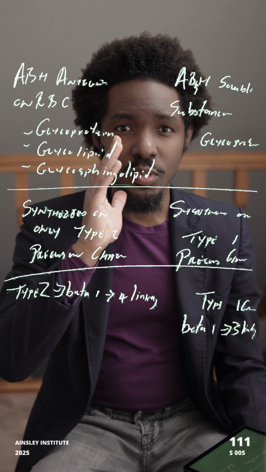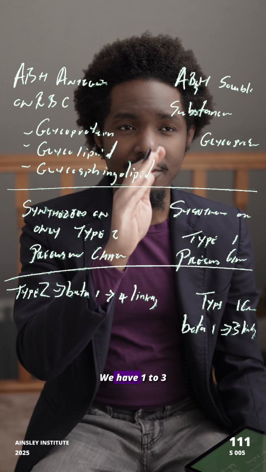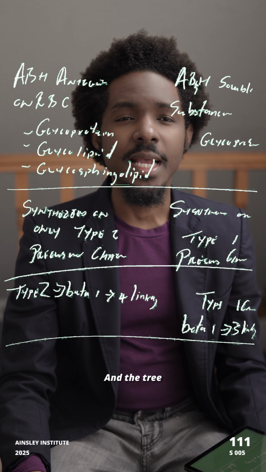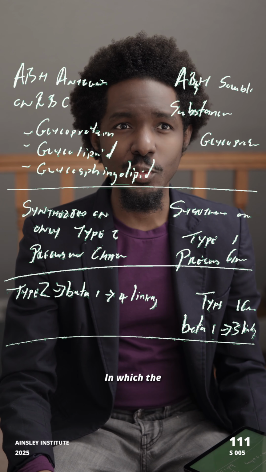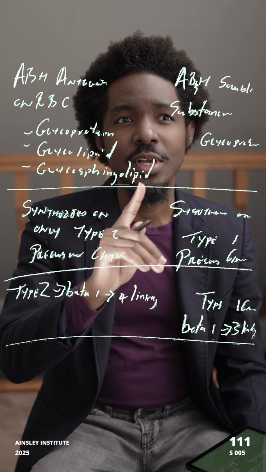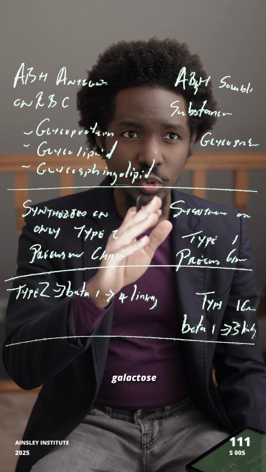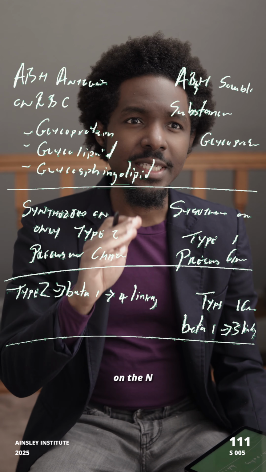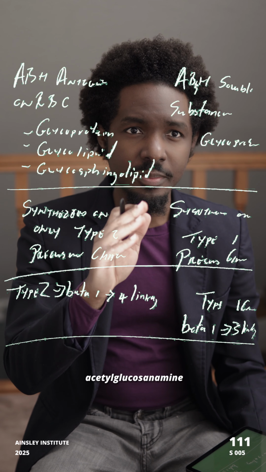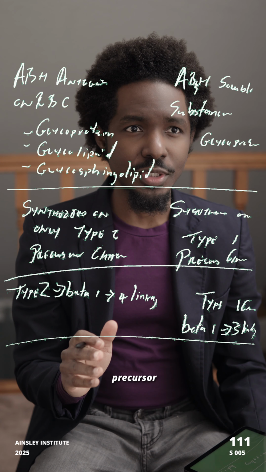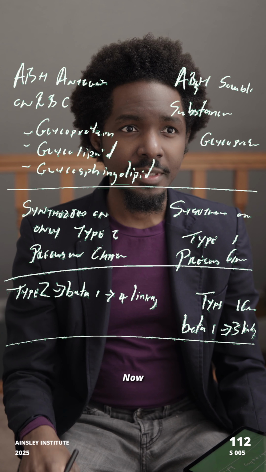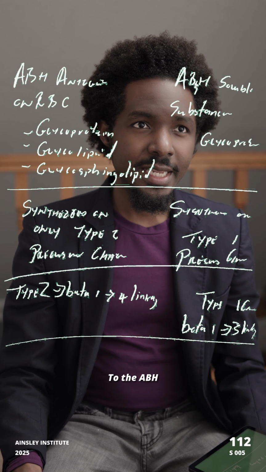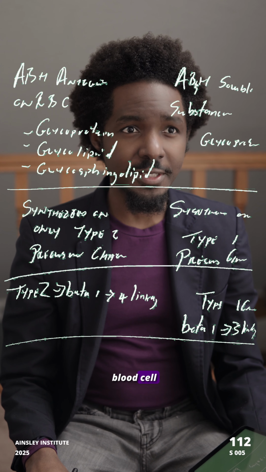So for the A, B, and H, we have 1 to 3, and the 3 is a linkage in which the number 1 carbon on the galactose is attached to the number 3 carbon on the N-acetyl glucosamine sugar of the precursor substance. All right. Now let's move right back to the ABH antigen on the red blood cell.